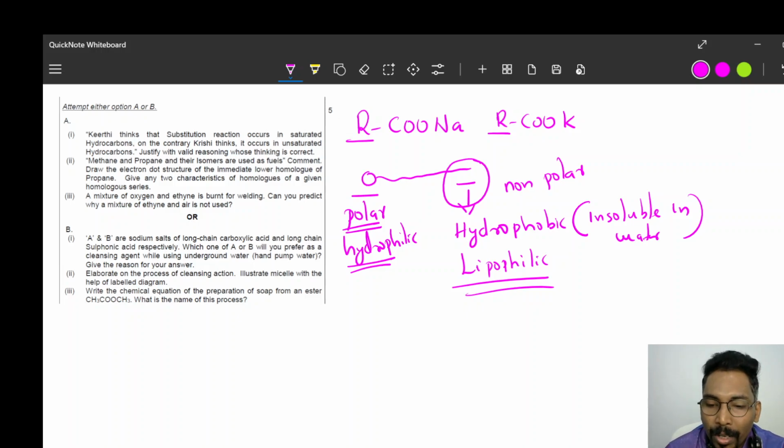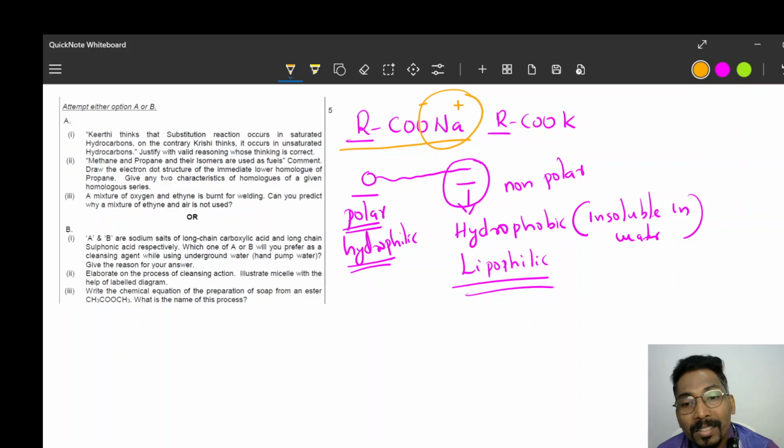If you take this particular example, RCOONa can be split into RCOO minus and Na plus. So you can see this end portion is charged, so that is polar, which will be hydrophilic in nature. And this hydrocarbon chain will be hydrophobic in nature, which means lipophilic. These are the terms you must include in your answer for this type of question: polar and non-polar, hydrophilic and hydrophobic, and lipophilic and lipophobic.